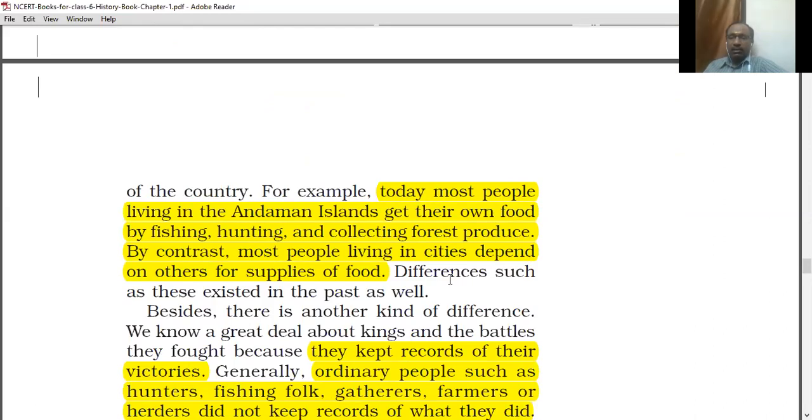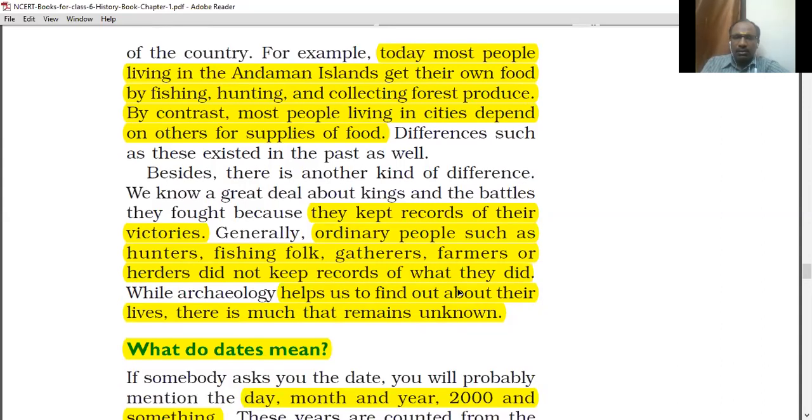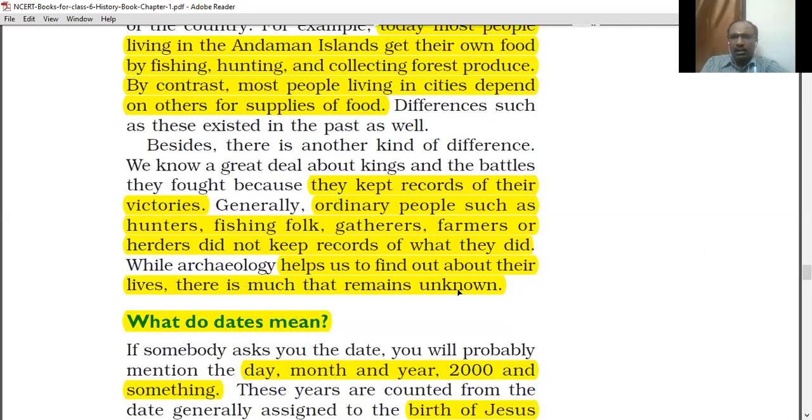Even today, it is possible to imagine most of this with our past. So there is another kind of difference we are able to see. Kings kept records of their victories. The kings always used to keep records of their victories. But ordinary people such as hunters, fishers, food gatherers, farmers, and herders did not keep a record of what they did. So archaeology helps us to find out about their lives. There is much that remains unknown.